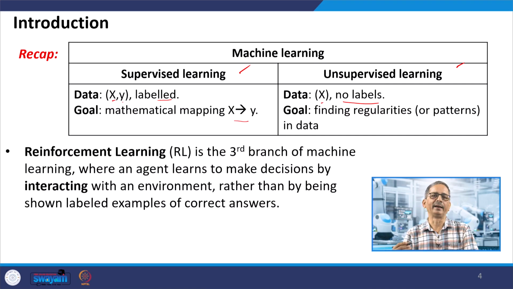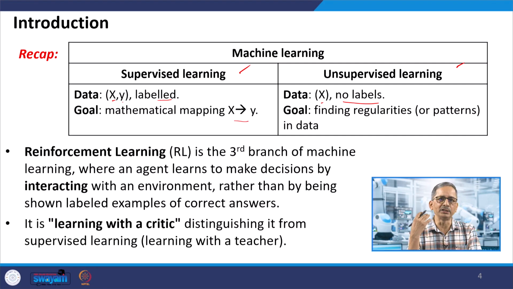Reinforcement learning, which is the topic of today's discussion, is the third branch of machine learning, where an agent learns to make decisions by interacting with the environment, rather than being shown labeled examples of the correct answers, as we have seen in supervised learning. It is also called learning with a critic, in order to distinguish it from supervised learning, where we have learning with a teacher, because we have an input and corresponding to that input we have the labeled output.